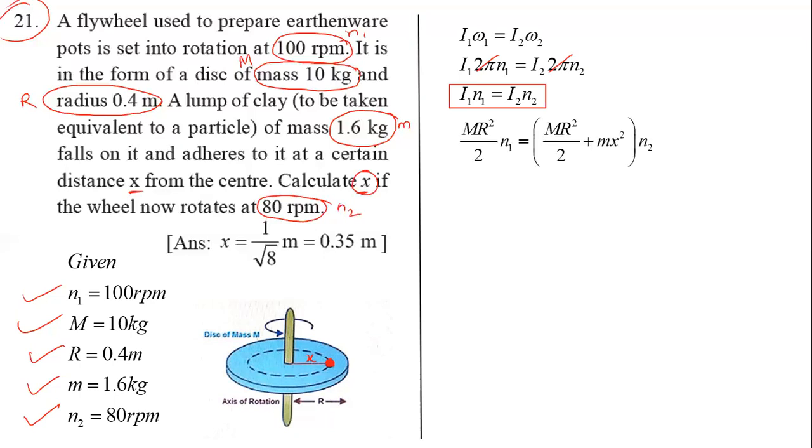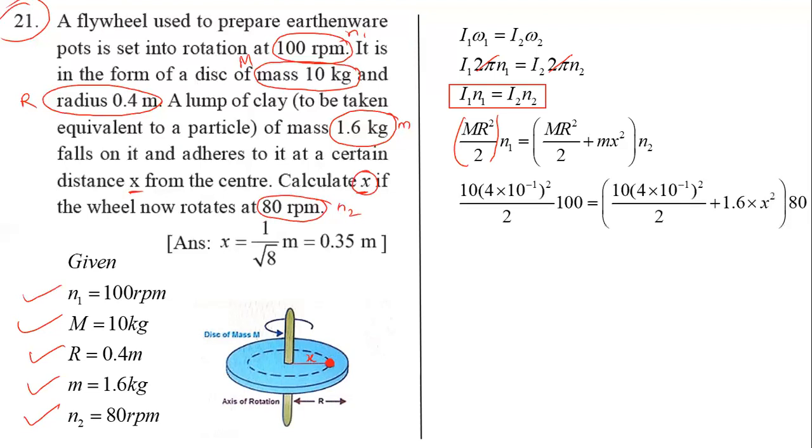Now we substitute here. I1 is for a disk about its center, the moment of inertia is mr square by 2, into n1. I2 is the moment of inertia of the disk plus this lump of clay. It is mr square by 2 plus mx square, into this n2 as it is. Now we have to substitute values and solve this equation to find x.